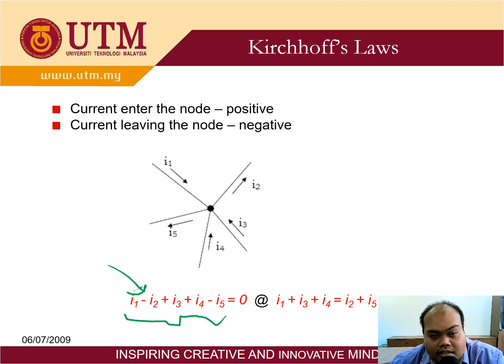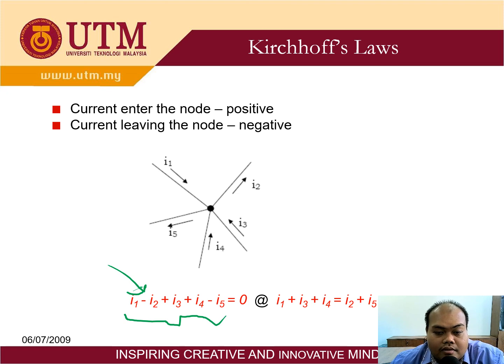As you can see here, what is entering the node? This is the node. Entering the node is I1, I4 and I3. So I1, I4 and I3 will be positive. But I5 and I2 are leaving, so the sign is negative. This is one way to apply the Kirchhoff current law.